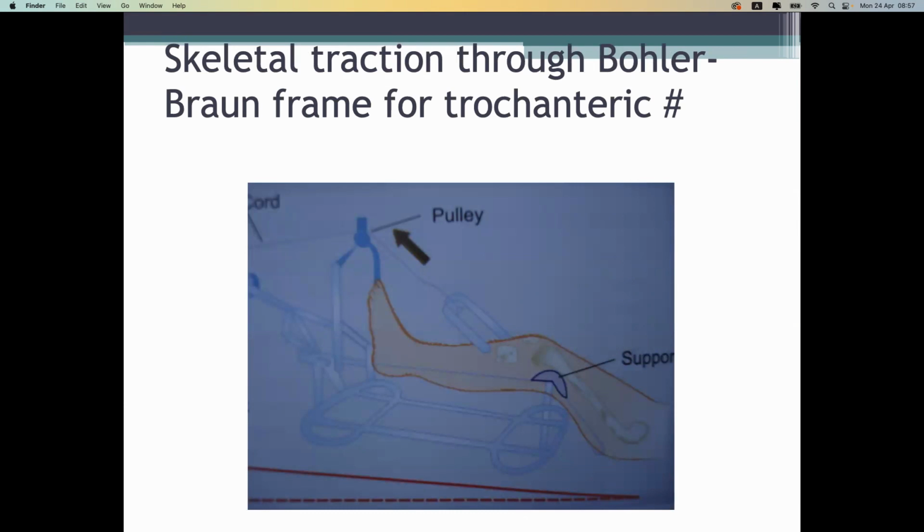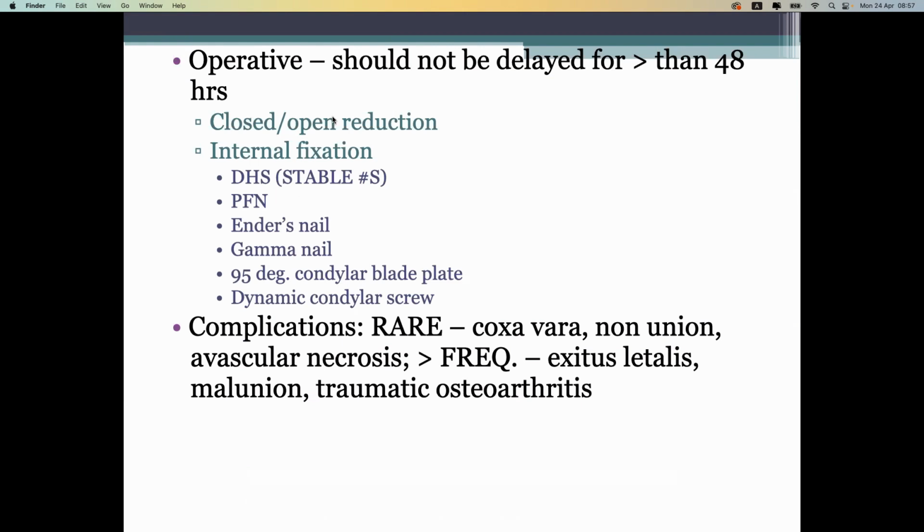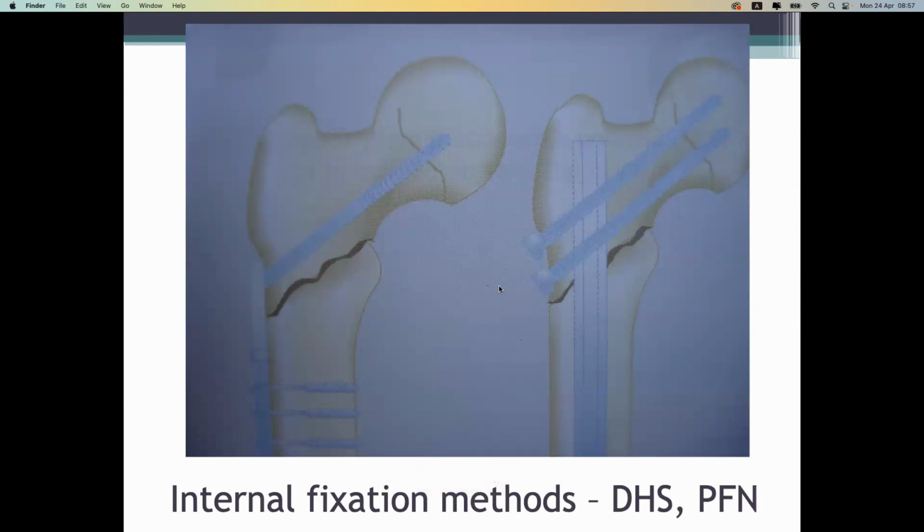Here we have the non-surgical treatment of proximal femur fractures, which include the Böhler Braun splint traction. And surgical treatment includes also the same, like closed technique, and then intramedullary nail fixation. DHS stands for dynamic hip screw. PFN stands for proximal femoral nail, Anders nail, gamma nail, and so on and so forth. So here is the dynamic hip screw we can see, and the intramedullary nail or maybe gamma nail can be here.